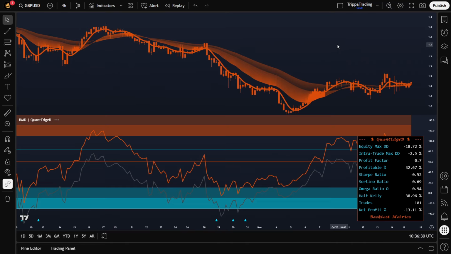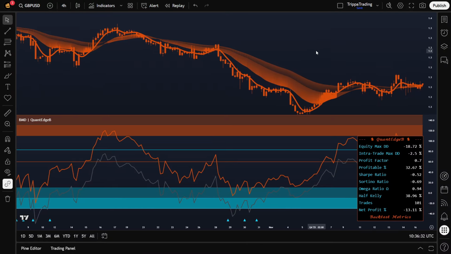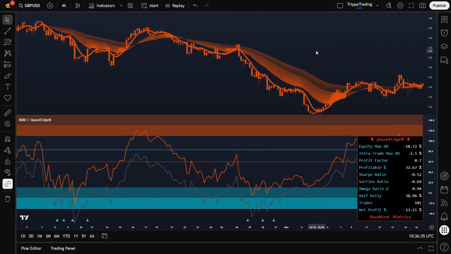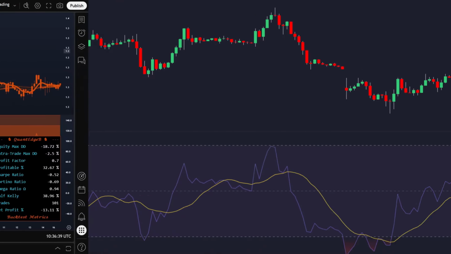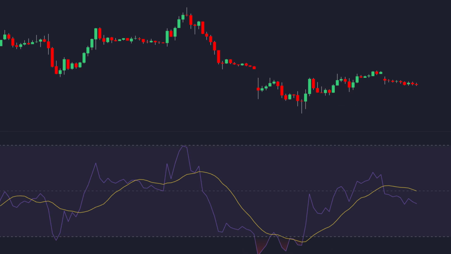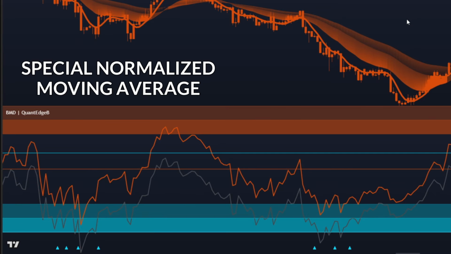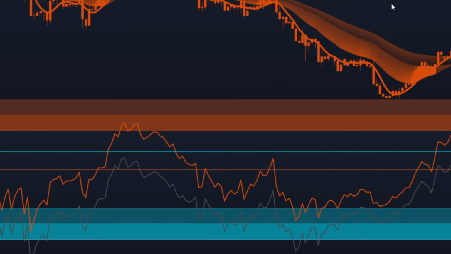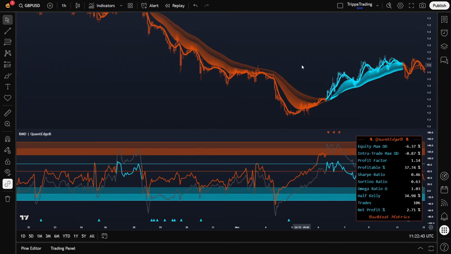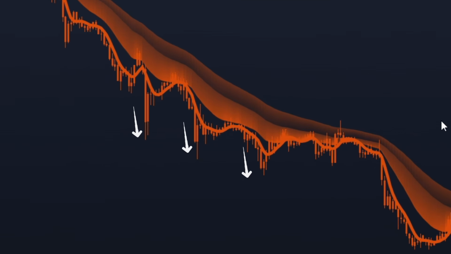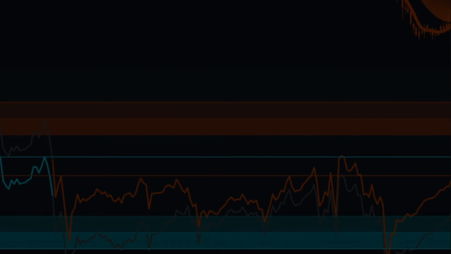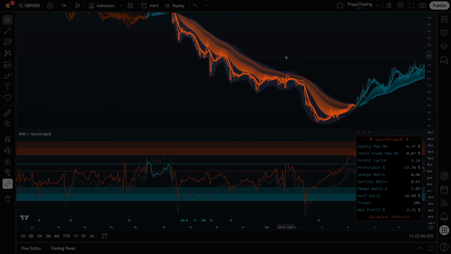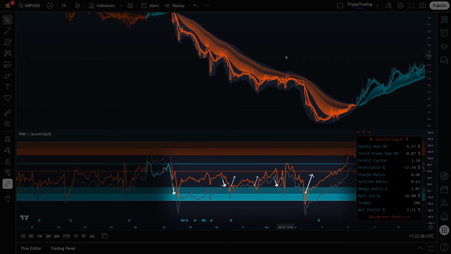Once it loads on your chart, you'll notice it works differently from normal momentum tools. Most momentum indicators use simple formulas that stay the same in every market condition. That's why they give a lot of fake strength signals. But this one uses a special normalized moving average combined with 2 layers of standard deviation. In simple words, it adjusts itself based on volatility, so the readings stay accurate even when the market behaves differently. It basically measures momentum, then scales it based on current volatility, so it doesn't overreact or underreact.